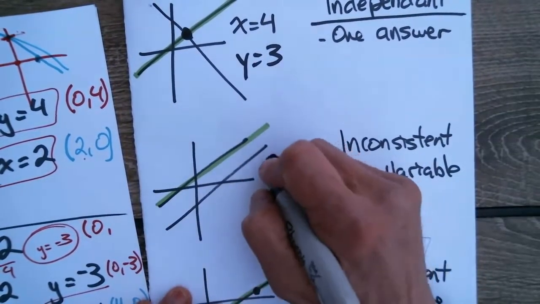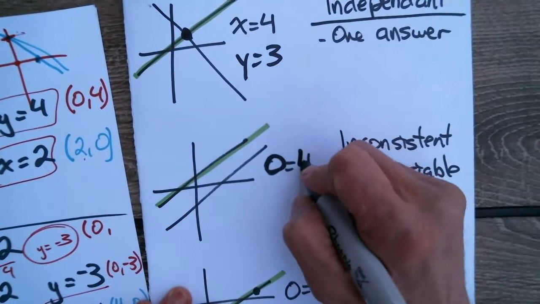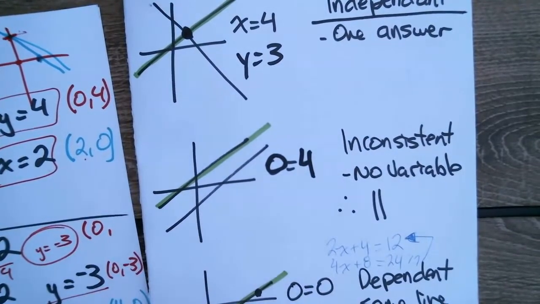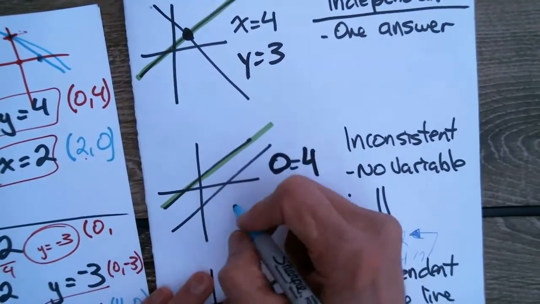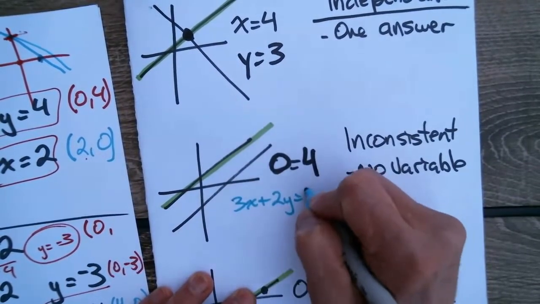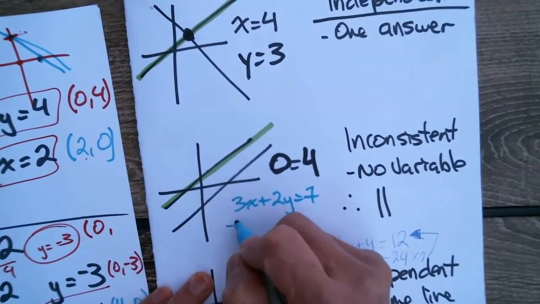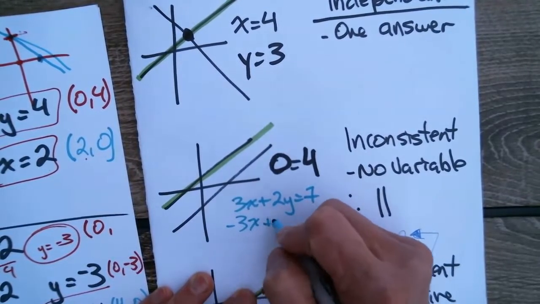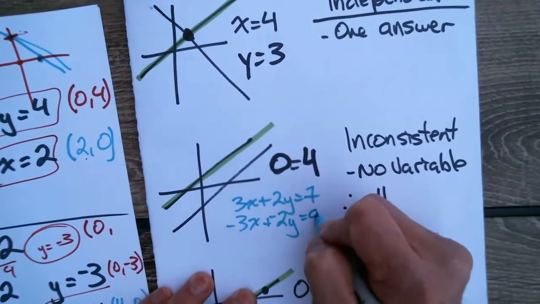Sometimes you're going to end up with this, 0 equals 4. So why would that happen? This would happen if we have equations like this. 3x plus 2y equals 7. And down here I get negative 3x plus negative 2y equals 9.